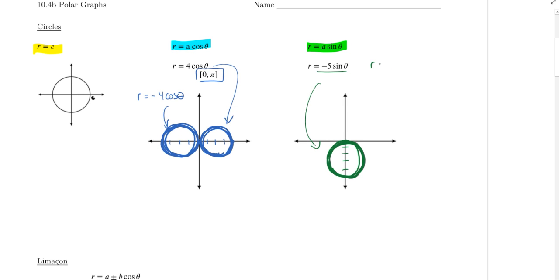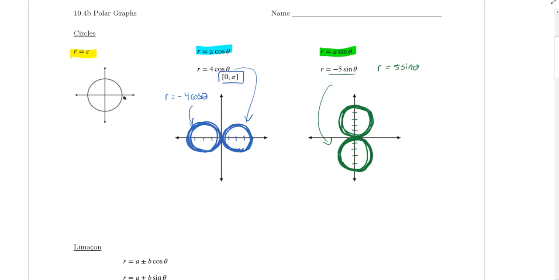And if we had r equals 5 sine theta, that is going to be that circle that is up on the positive y-axis. So you'll notice the symmetries that we have. Cosines, we're normally thinking symmetry along the x-axis somehow. Seeing sines, we're normally thinking symmetry with the y-axis.